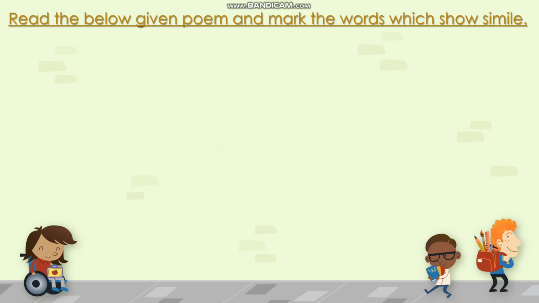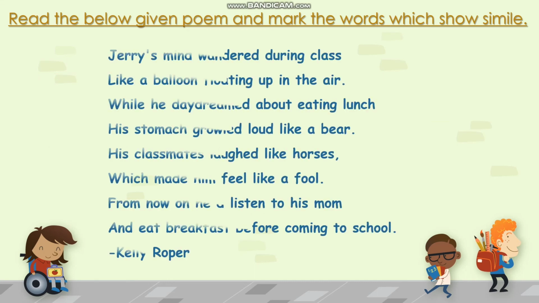You have to read the poem given below and mark the words which show simile. ठीक है, आपको underline करने हैं वो words जिनकी वजह से आपको पता चल रहा है कि ये lines में simile use हुआ है. Basically आपको identify करना है कि कौन से word से आपको पता चल रहा है कि simile use हुआ है. Okay? I'll read this quickly for you.